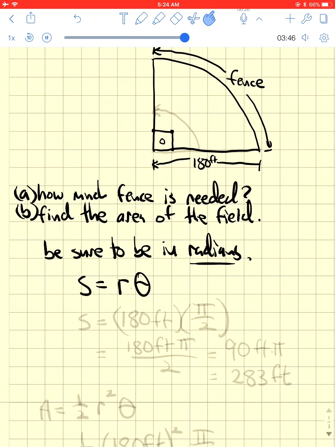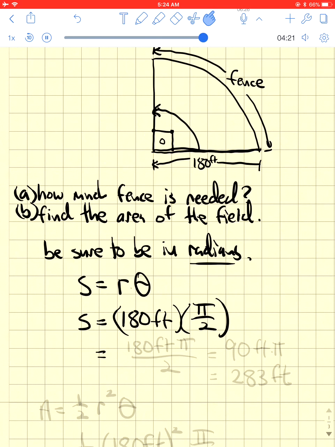Well, what is the angle theta that we're talking about here? If we start here, at the positive x-axis, can you imagine this is a standard coordinate axis? And we rotate to there, the angle theta in radians is pi over 2. It's a 90-degree angle, but the equivalent in radians is pi over 2. So we can calculate it. S equals 180 feet times pi over 2 radians.